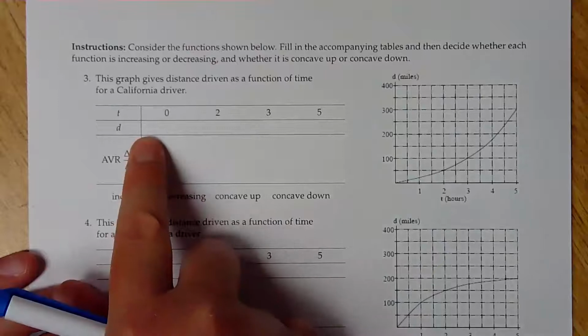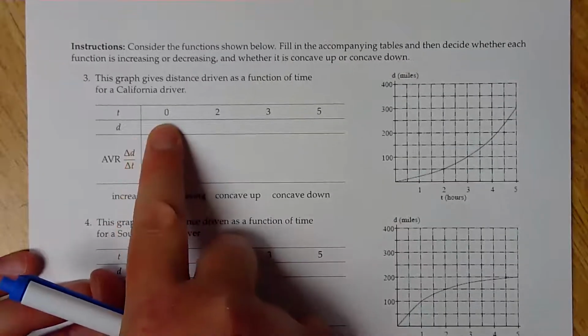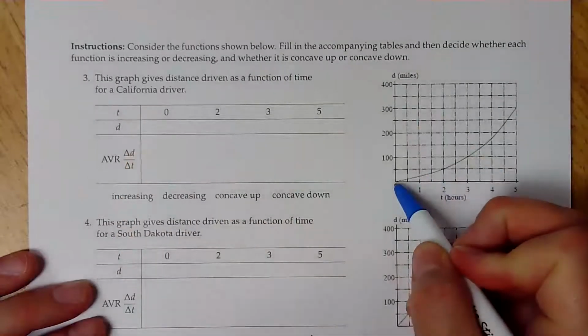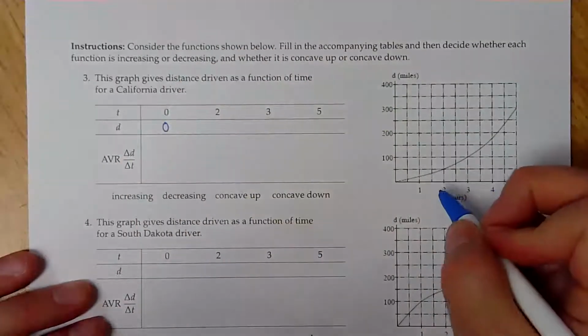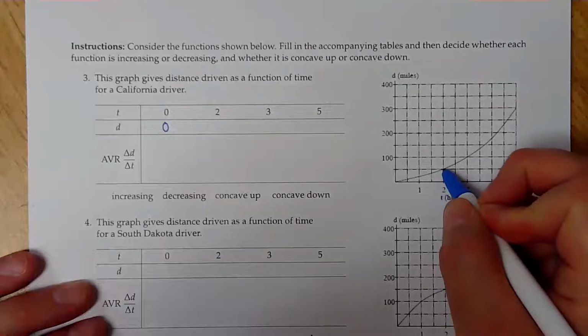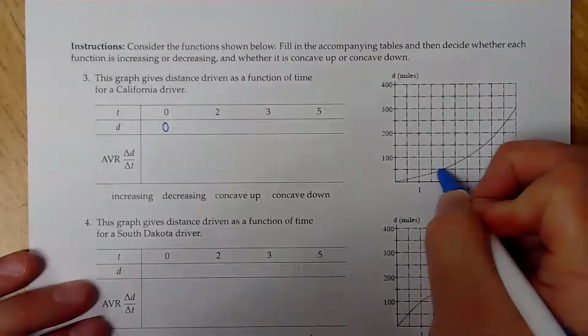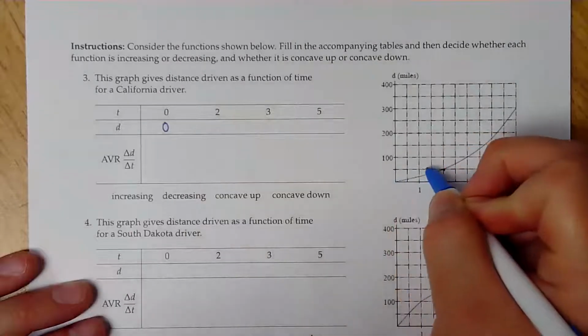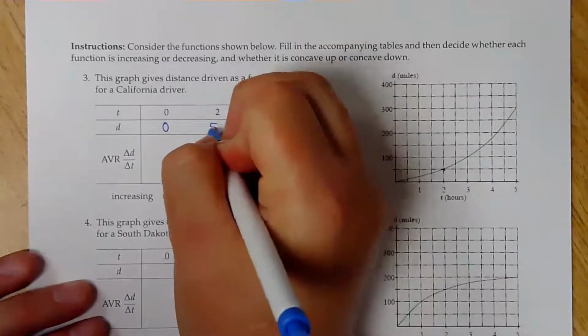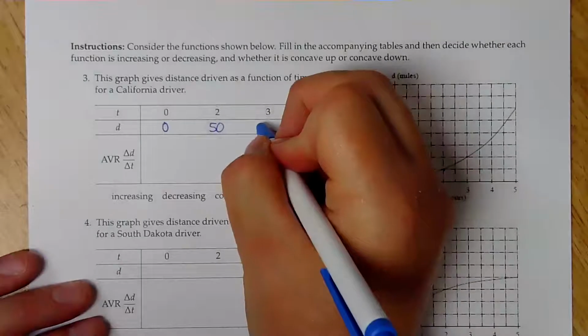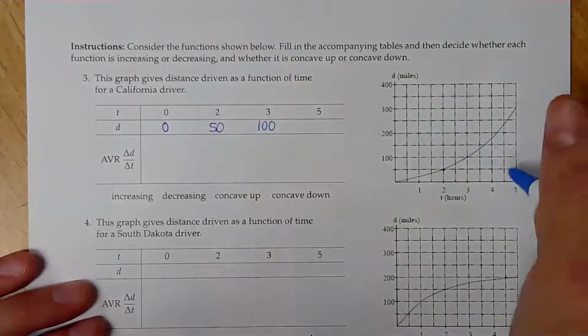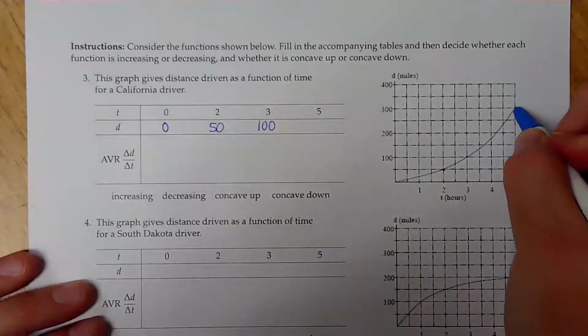So let's start by getting these values here. When t is 0, d is also equal to 0. And when t is 2, it looks like we are going by 50s over here, so d is 50. At 3, it looks like d is 100. And at 5, it looks like d is 300.